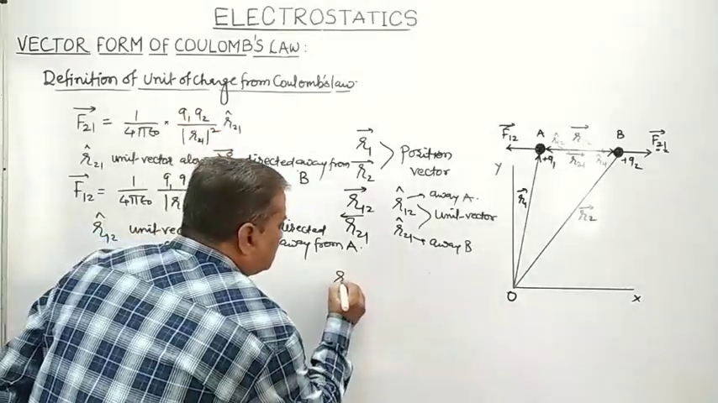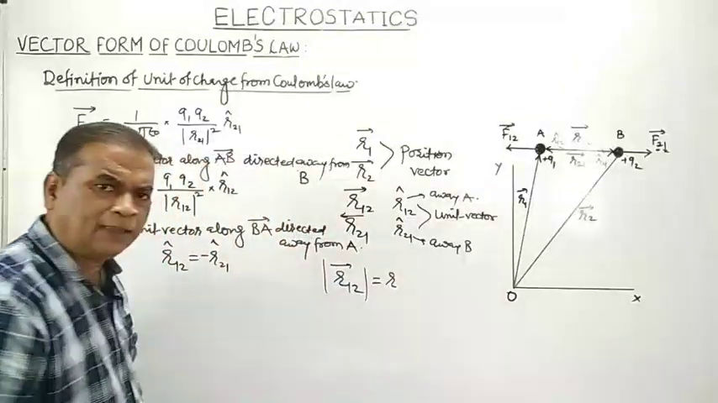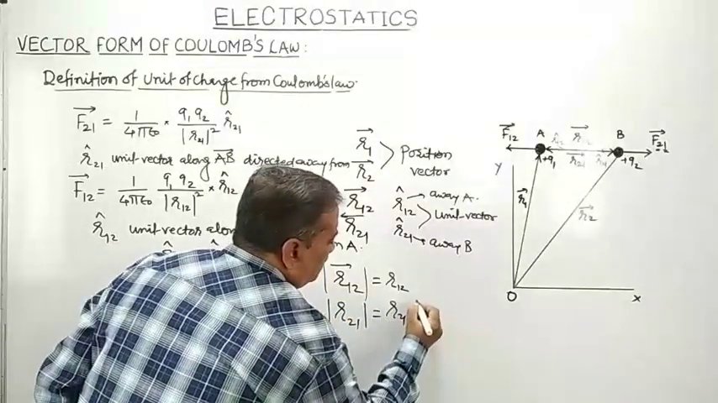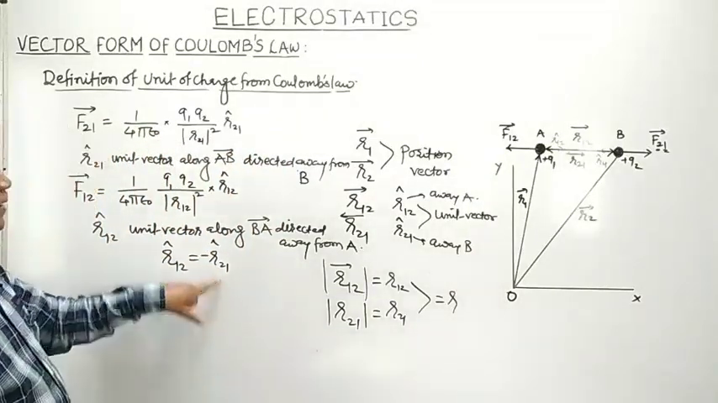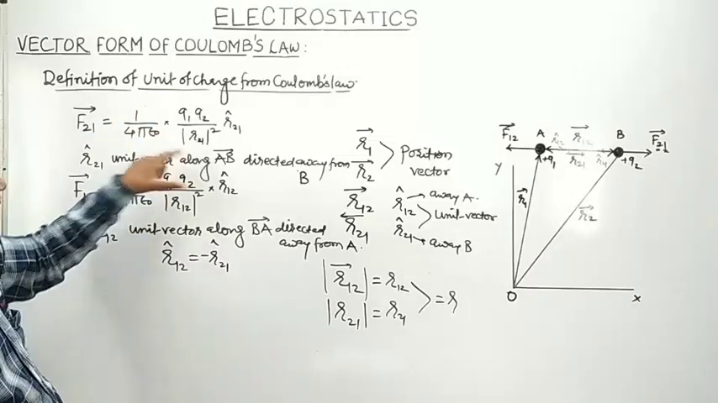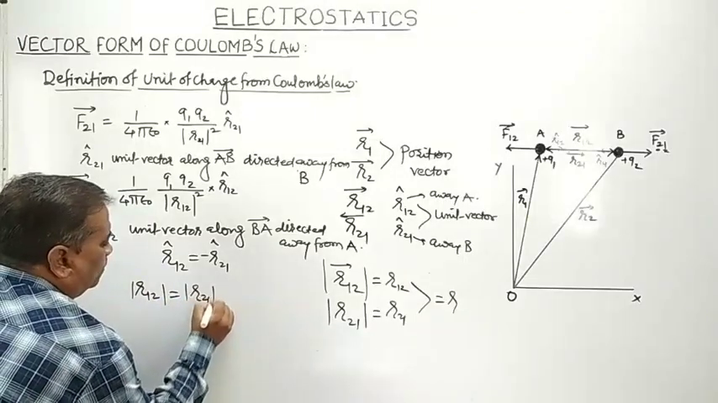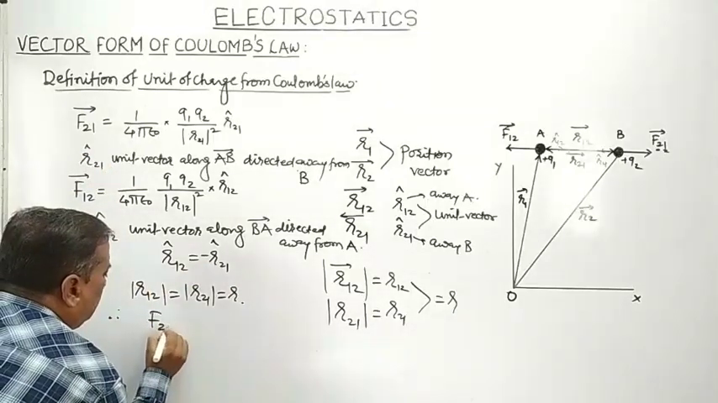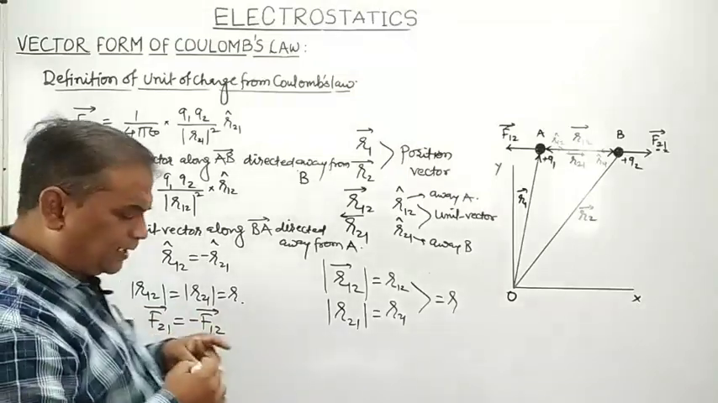As far as the distance is concerned, the magnitude of R12 equals the magnitude of R21, both equal to R. As R12 cap equals minus of R21 cap, these two unit vectors are opposite in direction, and the rest of the things are the same. Therefore, the relationship between the two forces is F21 bar equals minus of F12 bar. So what conclusion can we draw?